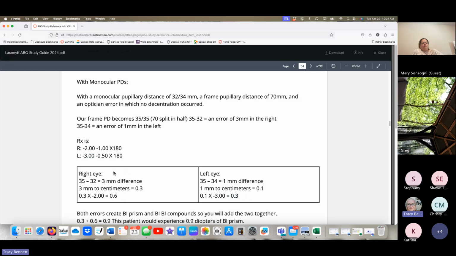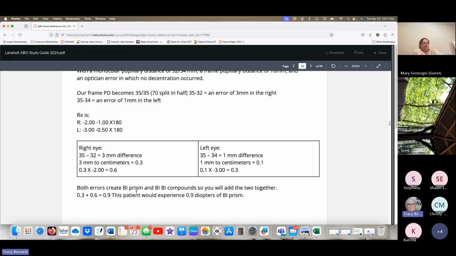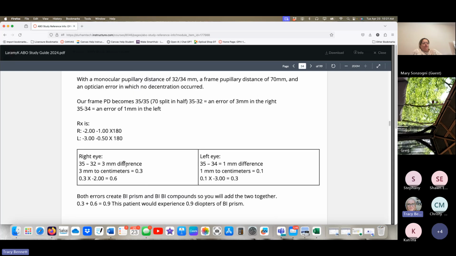So with this one, wish I could just draw right on here. But with this one, if it's a minus lens and this happens, what kind of prism is experienced? Base in or base out? I mean, it says it right down here, but do you understand why?